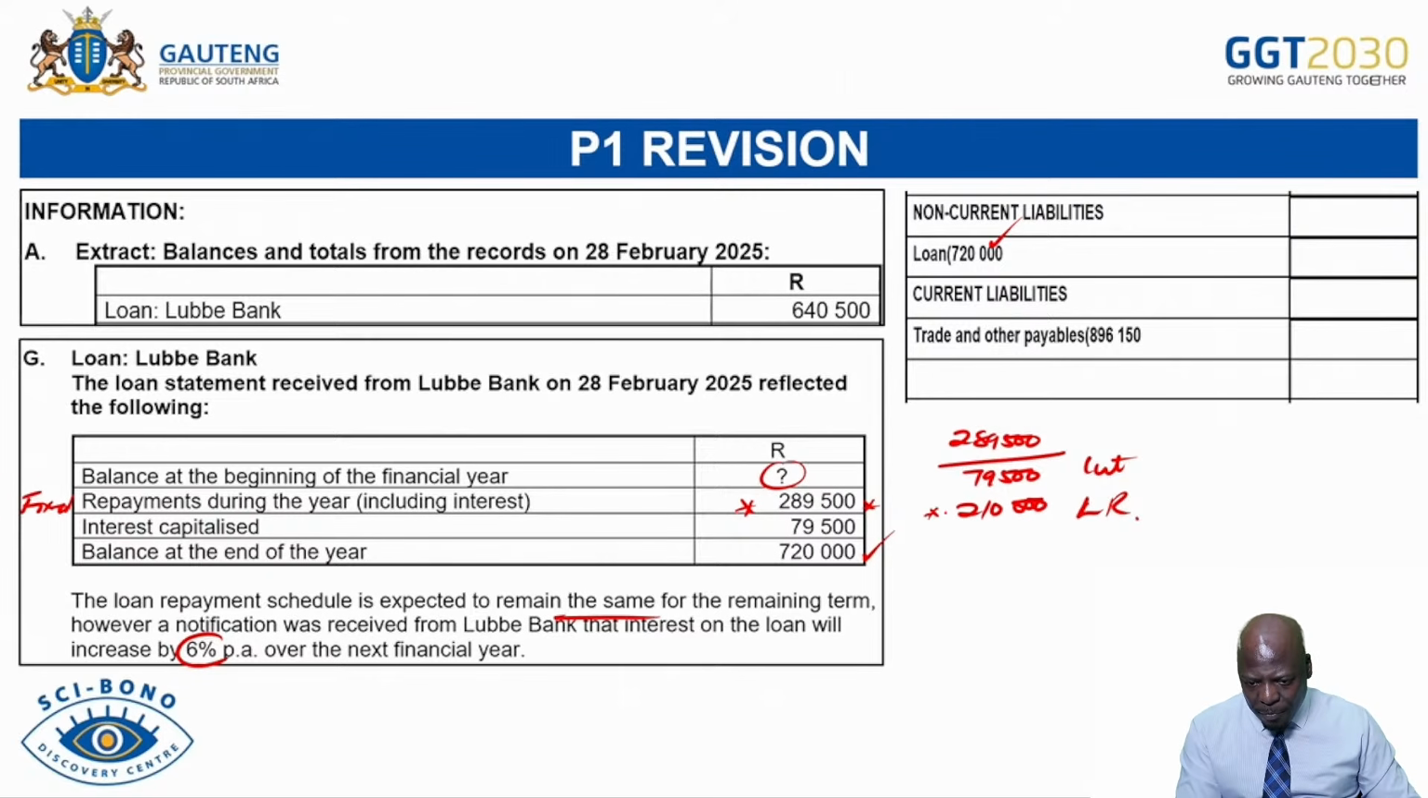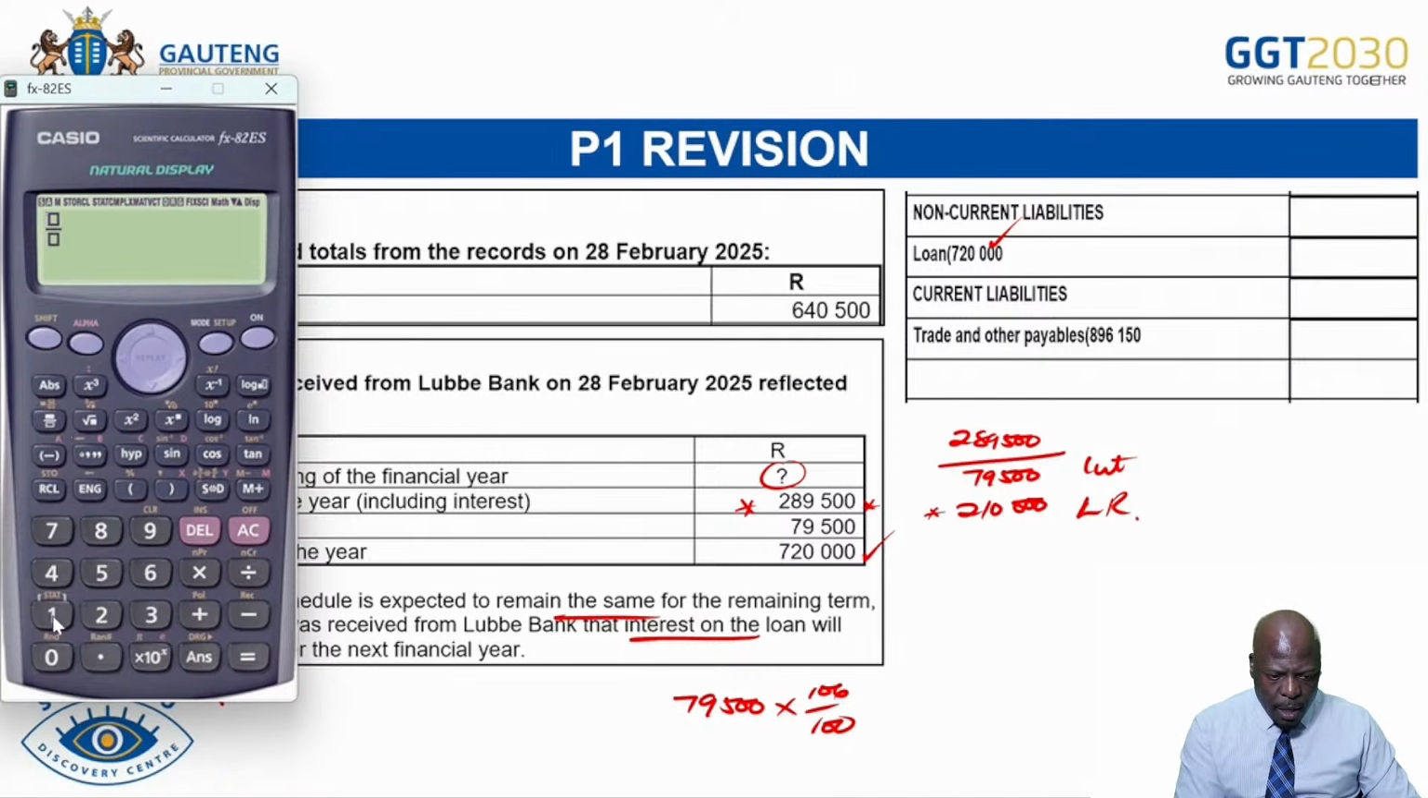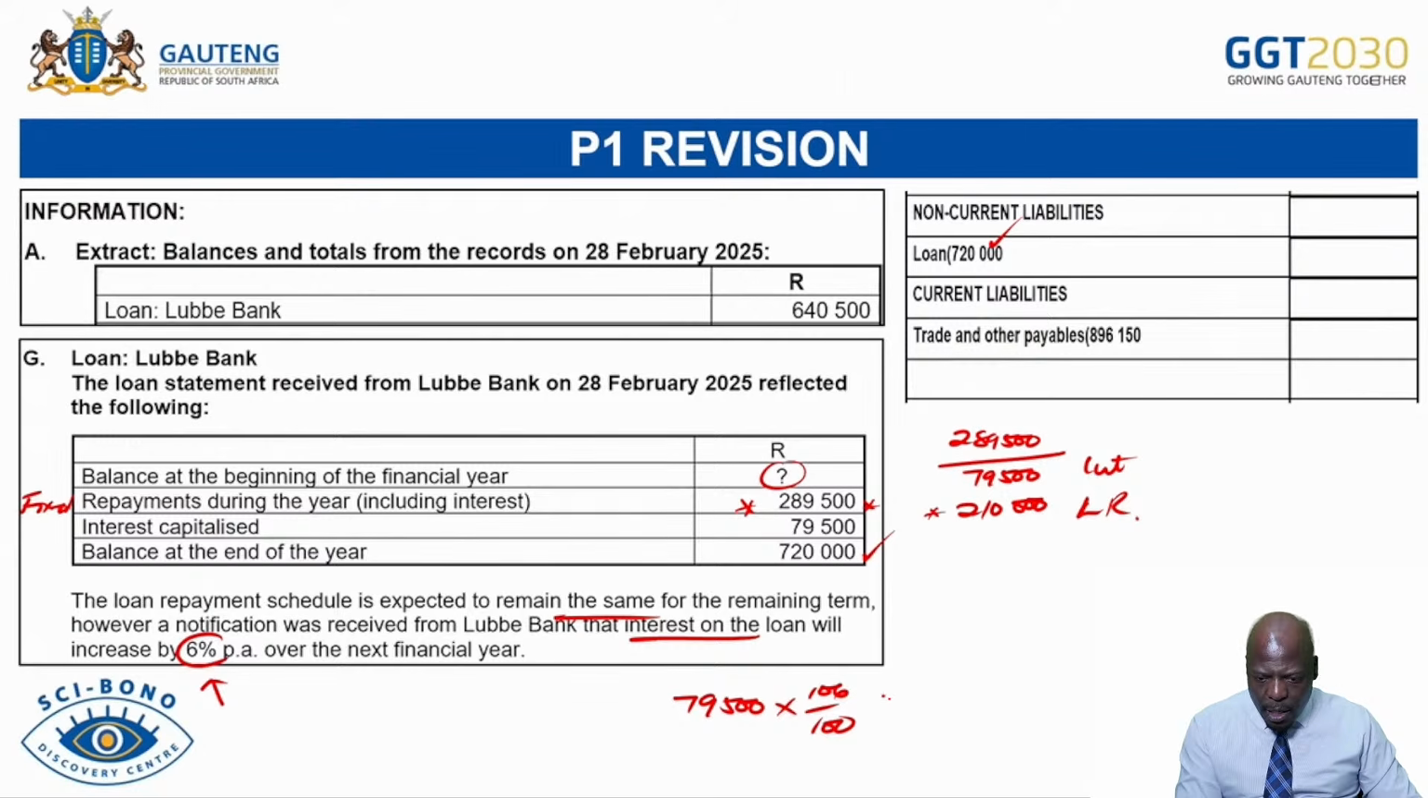That we know. Now, we're told that we have received an SMS and it has notified us that interest will increase by 6%. That means our interest, which was 79.5, times 106 over 100. So we come in, then we say 106 over 100 times 79.5. That will give us new interest of 84,270. Interest in the next year will be 84,270.